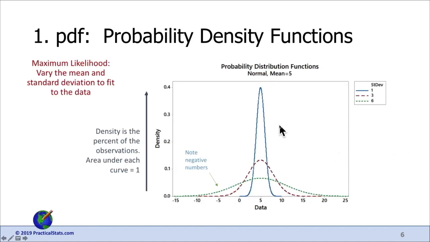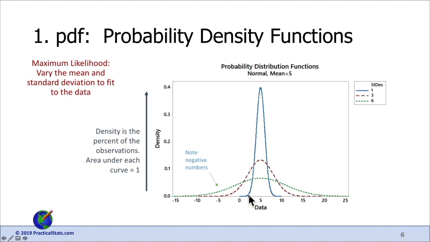So here's a picture of 3 different normal distributions, and they have different standard deviations. And the one with the solid line is the one that has the smallest standard deviation. And as the standard deviation increases, things spread out. So one of the ways that maximum likelihood works is to vary the standard deviation to fit what that histogram looks like.